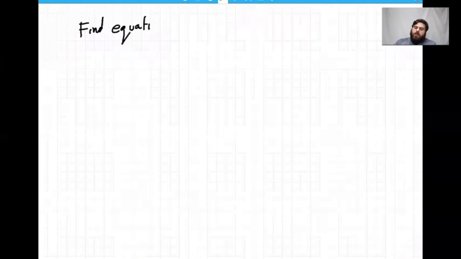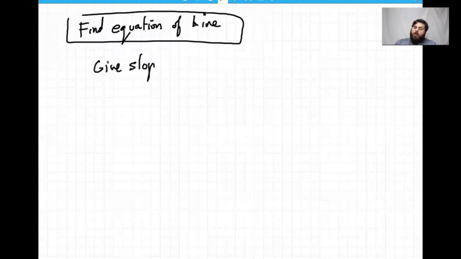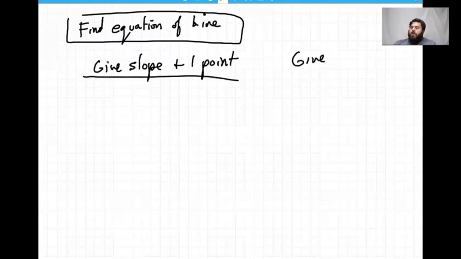So this is really, really common. They're going to give you these questions guaranteed on the essay or the ACT. It's going to say find the equation of a line. Okay? And they're going to give you two things. There's one where they give you the slope and 1 point. So they could give you the slope and 1 point, or they could just give you 2 points.